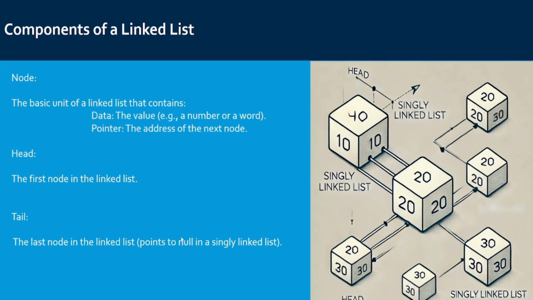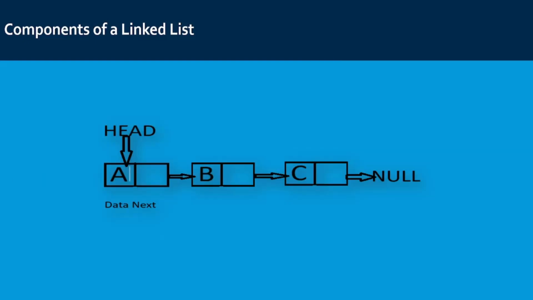When we take the example of tail, that is the last node, which will always contain null as the next value. Why? Because after that there will be no node. That's the reason it will be null at the last.